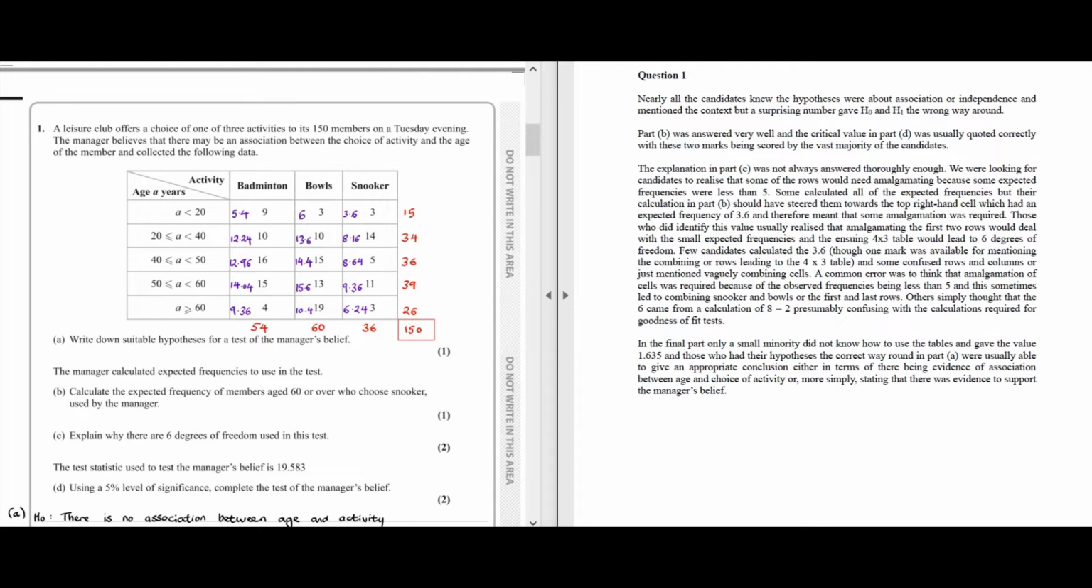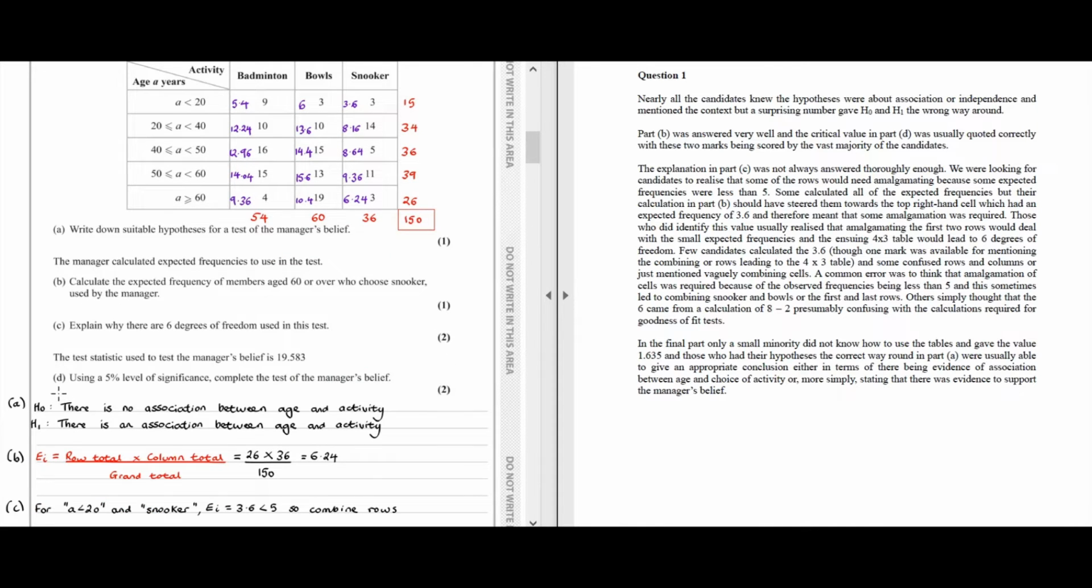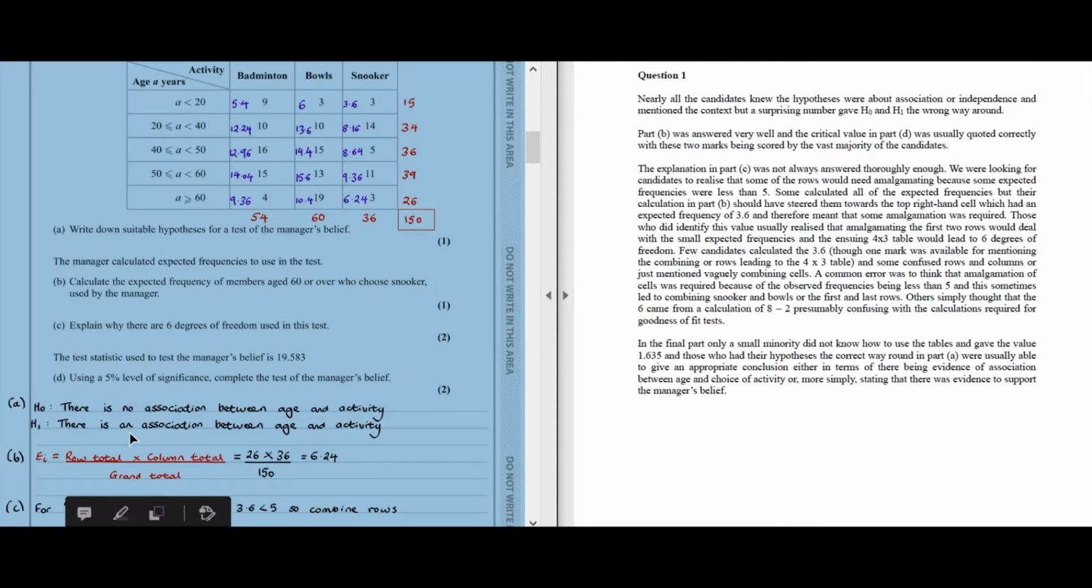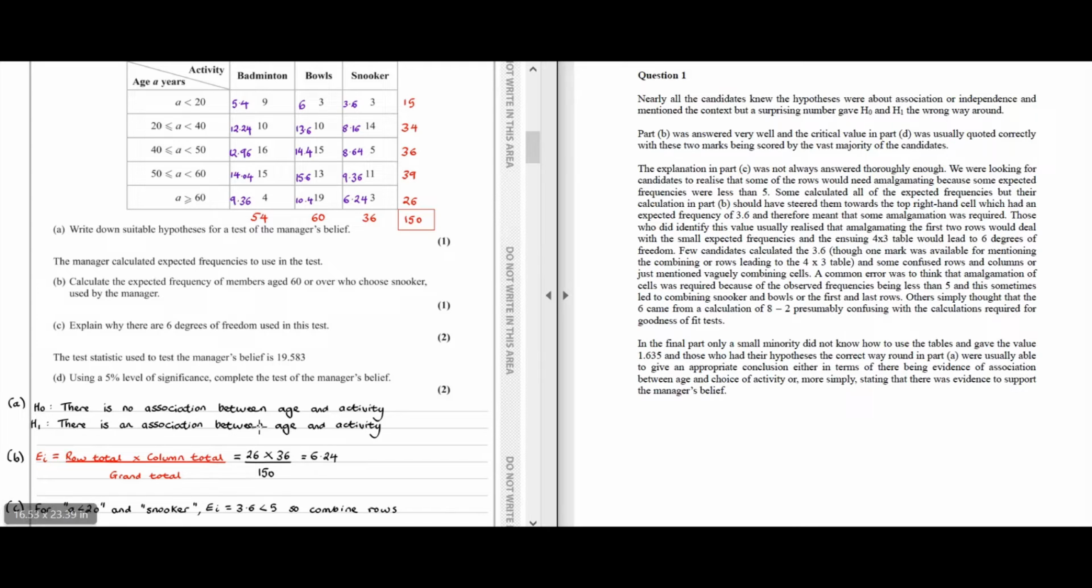Question 1. Examiner report wise, nearly all the candidates knew the hypotheses were about association or independence and mentioned the context, but a surprising number gave H0 and H1 the wrong way around. So it's good that you have to give the context, so that's over here, but you have to make sure that you get H0 and H1 the right way around. Okay, so we've got null and alternate hypotheses.